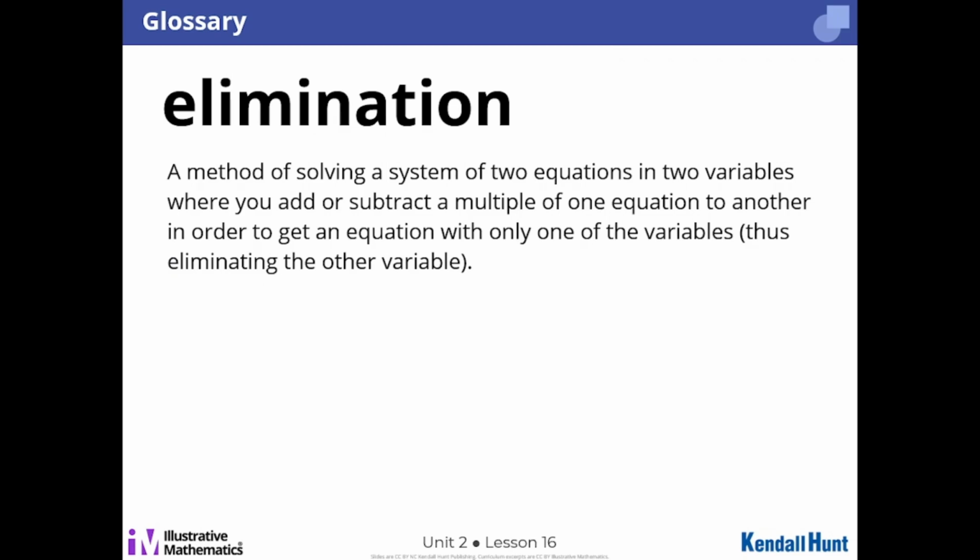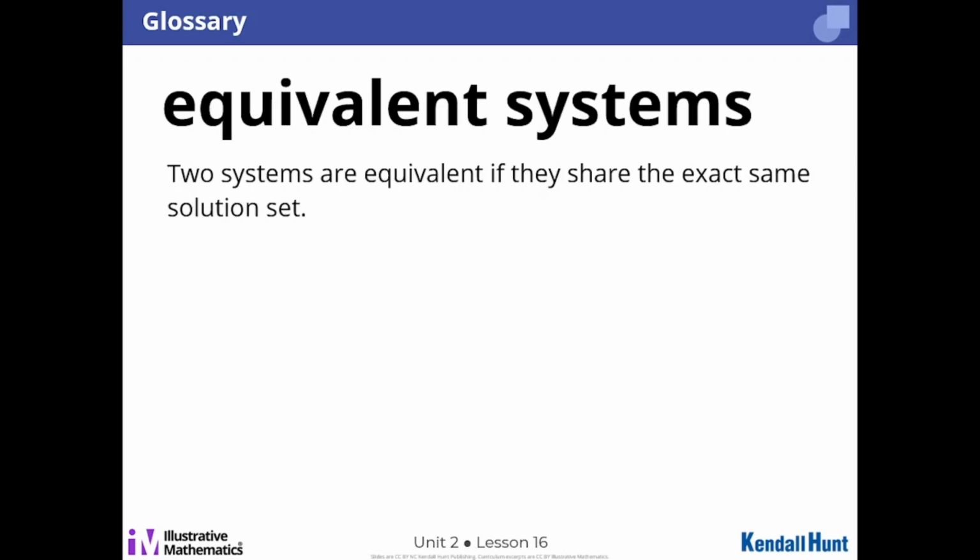Our first glossary term is elimination, a method of solving a system of two equations in two variables where you add or subtract a multiple of one equation to another in order to get an equation with only one of the variables, thus eliminating the other variable. Our next glossary term is equivalent systems. Two systems are equivalent if they share the exact same solution set.